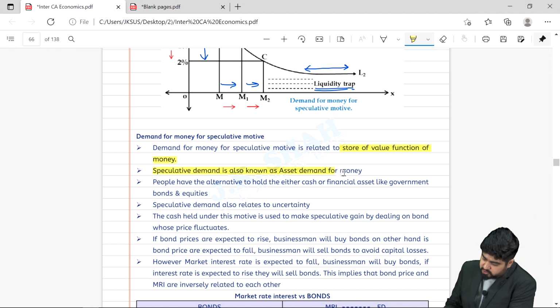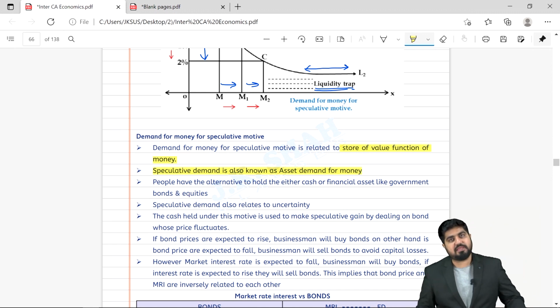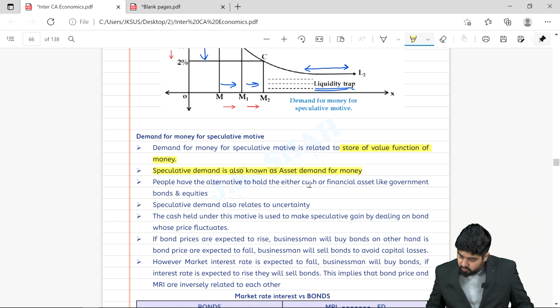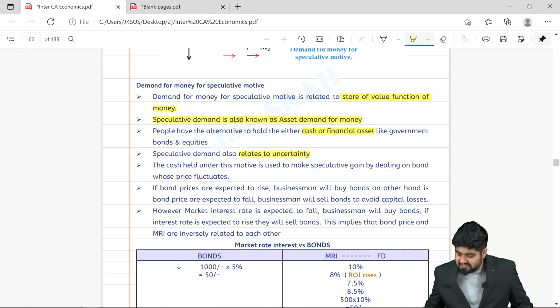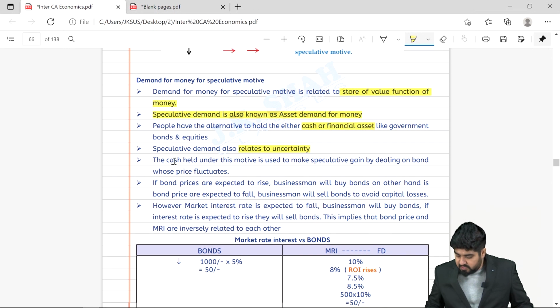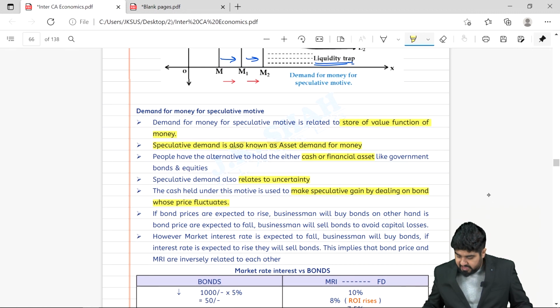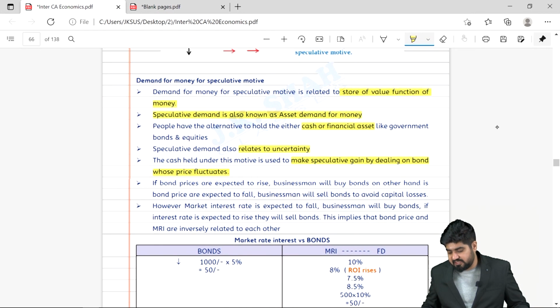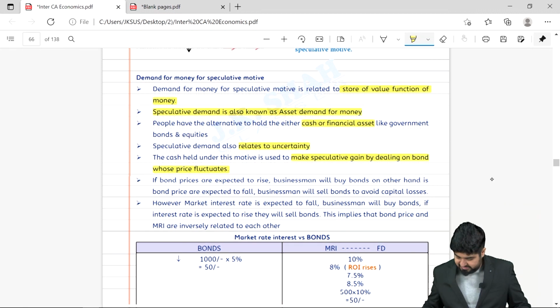Speculative demand is also known as the asset demand for money. People have alternatives to either hold cash or financial assets. It also relates to the uncertainty level. Cash held under this motive is used to make speculative gain by dealing in bonds whose prices fluctuate. And then this part can be written in your own words, when we will be interested in investing more or less.